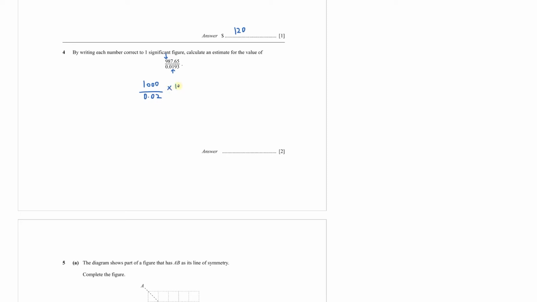Now I can multiply by 100 in the numerator and the denominator to remove this decimal. So my 1000 becomes 100,000 divided by 2, and this is two ones are two, two fives are 10, and then three more zeros. So this is 50,000.